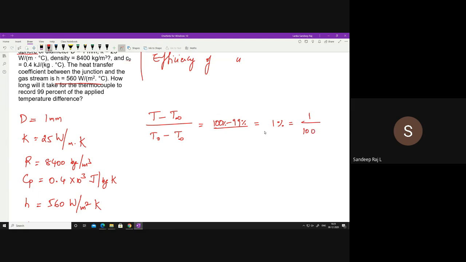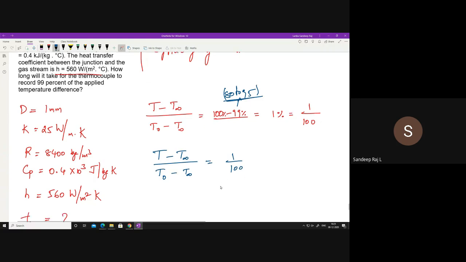See, in some questions, this value is given as 95. Some questions, it can be anything, 80 to 95, any value they can give you. So substitute that value here and then solve the problem. So this problem is getting simplified for you, because he is giving you the value for T minus T infinity by T naught minus T infinity, equal to 1 by 100. It makes sense actually.